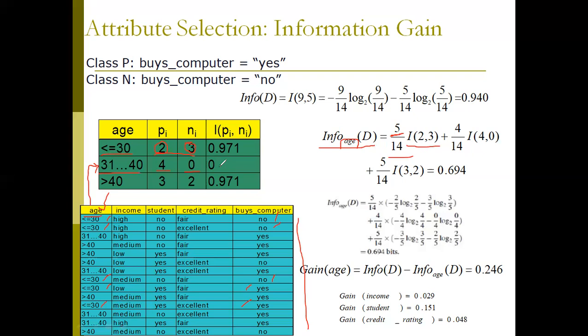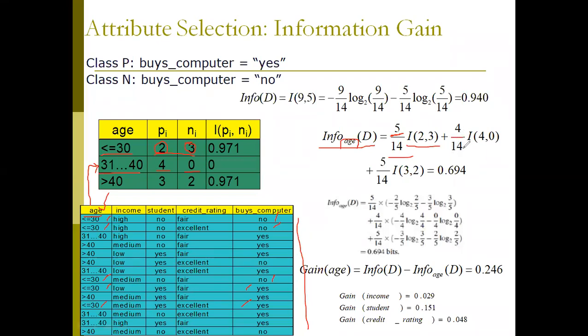Now in this concept, we are going to find the best impure node. If you take this one, what is the total? Total is 4 plus 0, in the sense 4. 4 by the total number of records, which is 14.